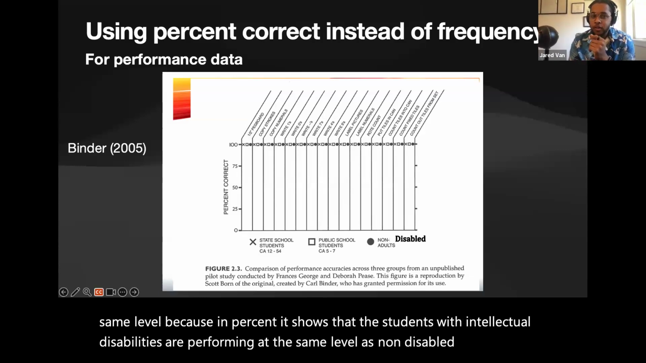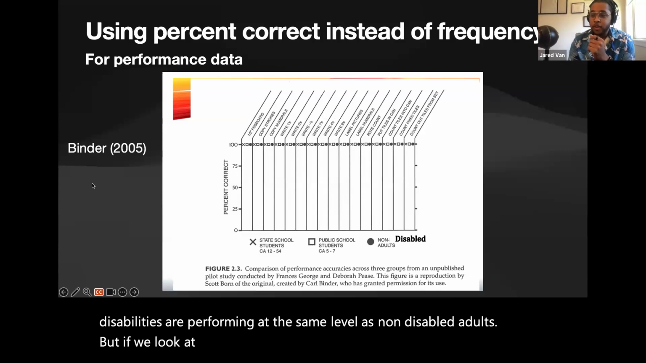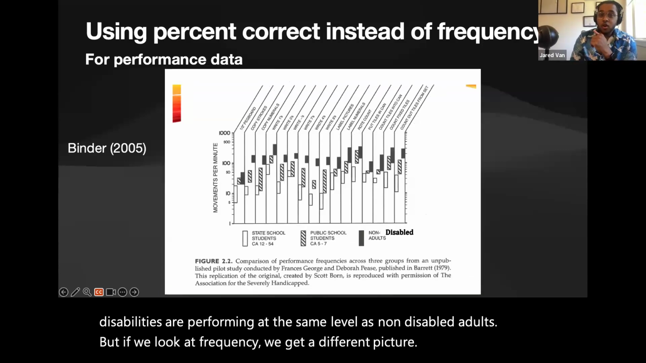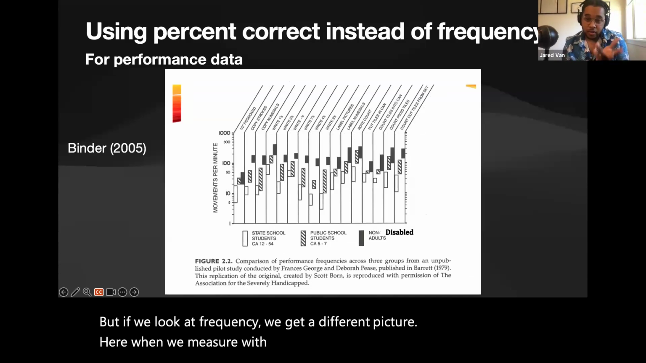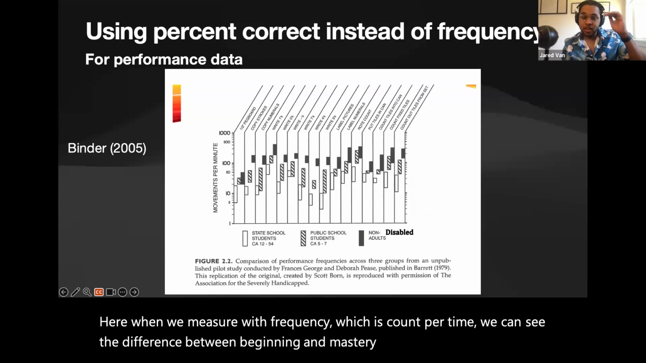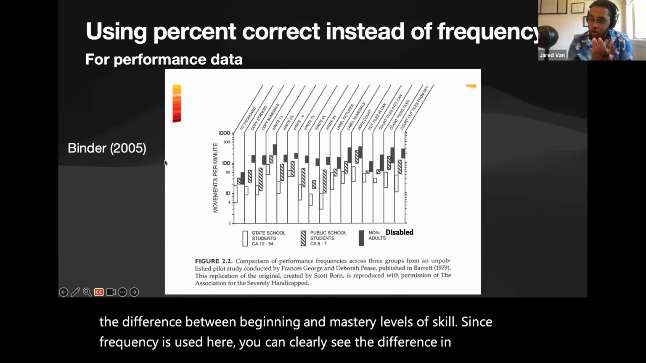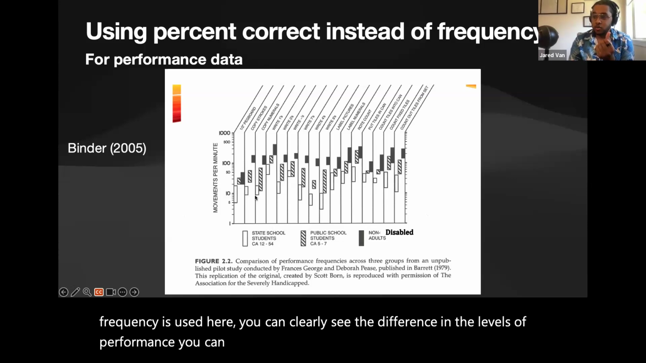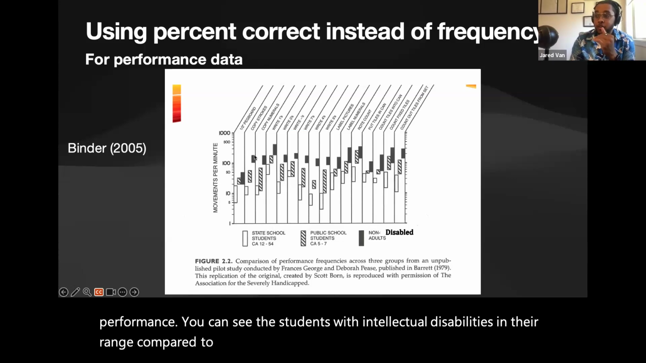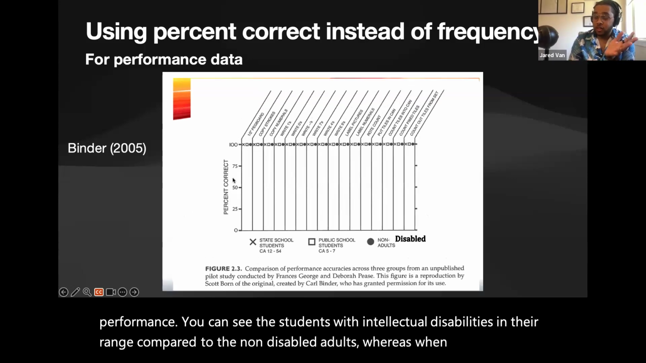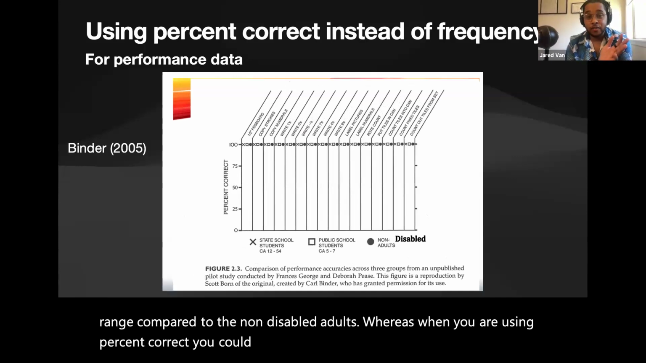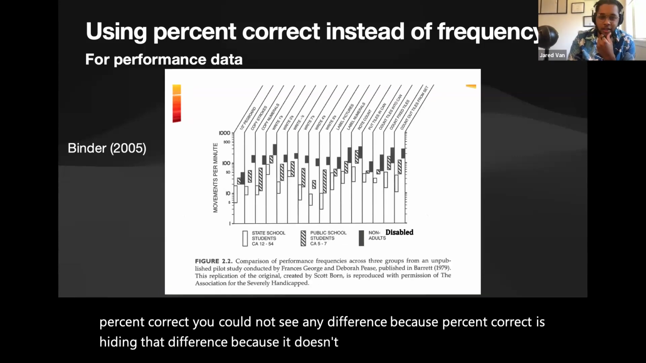But if we look at frequency, we get a different picture. Here, when we measure with frequency, which is count per time, we can see the difference between beginning and mastery levels of skill. Since frequency is used here, you can clearly see the difference in the levels of performance. You can see the students with intellectual disabilities and their range compared to the non-disabled adults. Whereas when you were using percent correct, you could not see any difference, because percent correct is hiding that difference because it doesn't give you all the data.